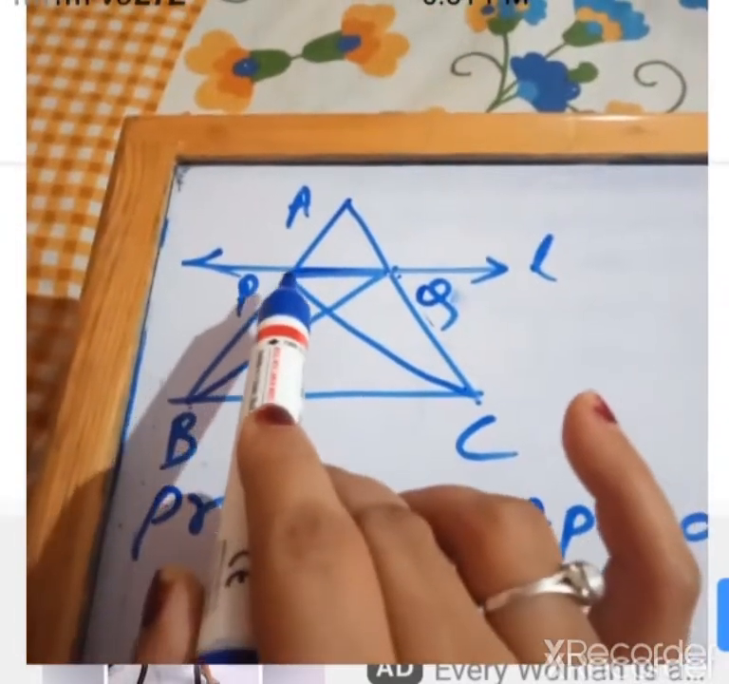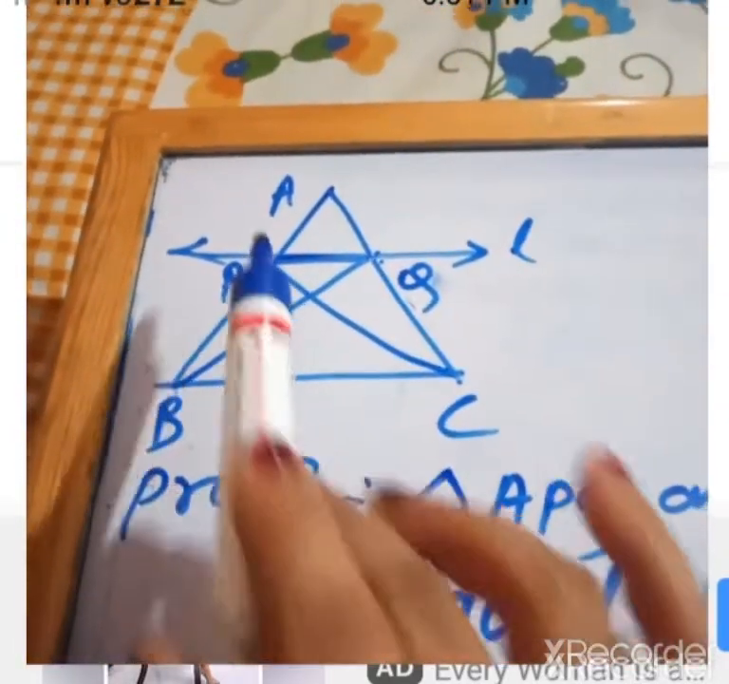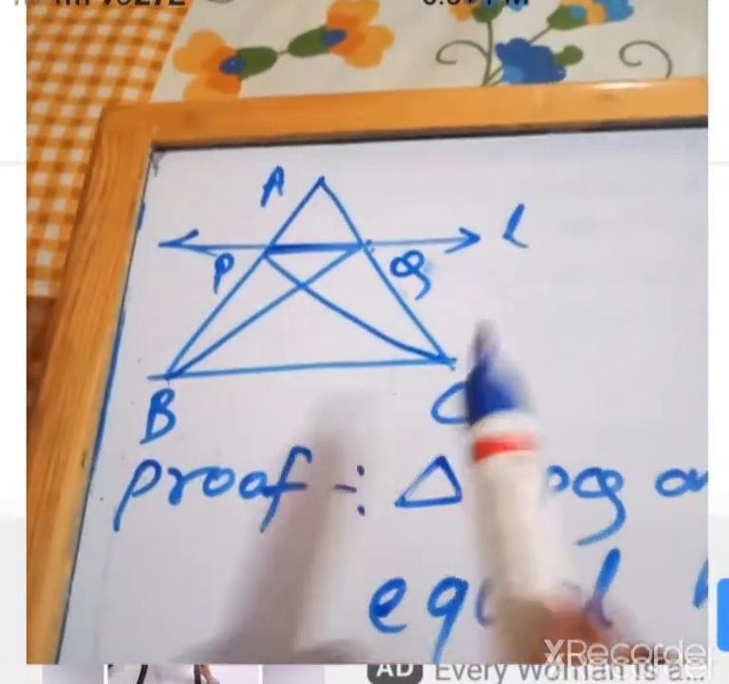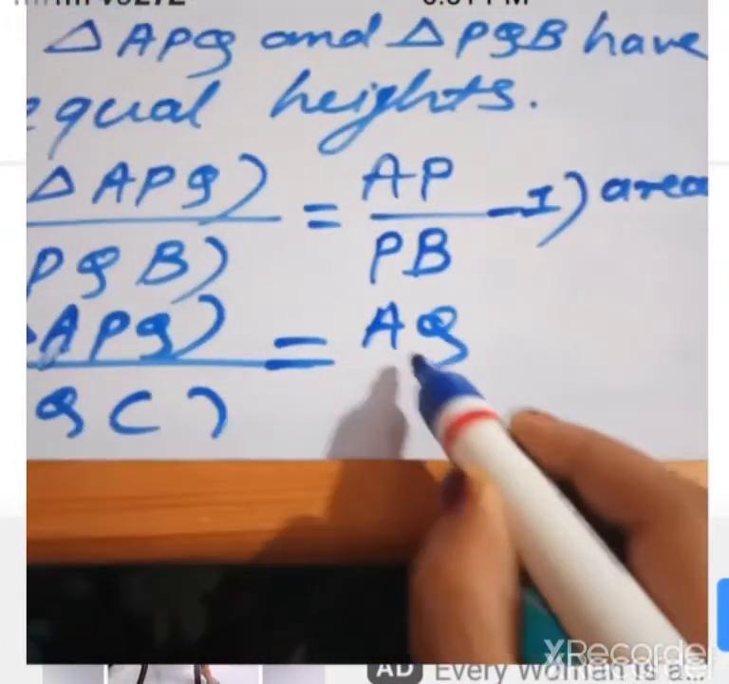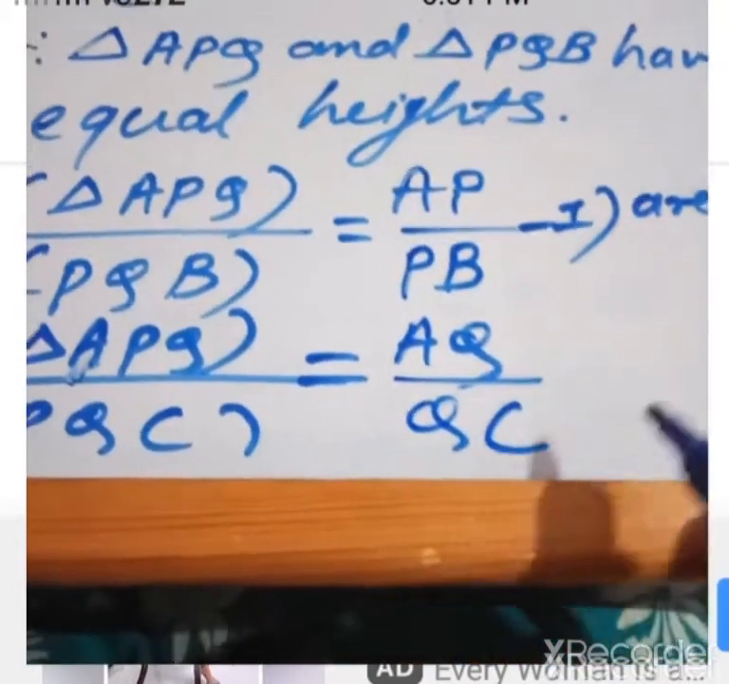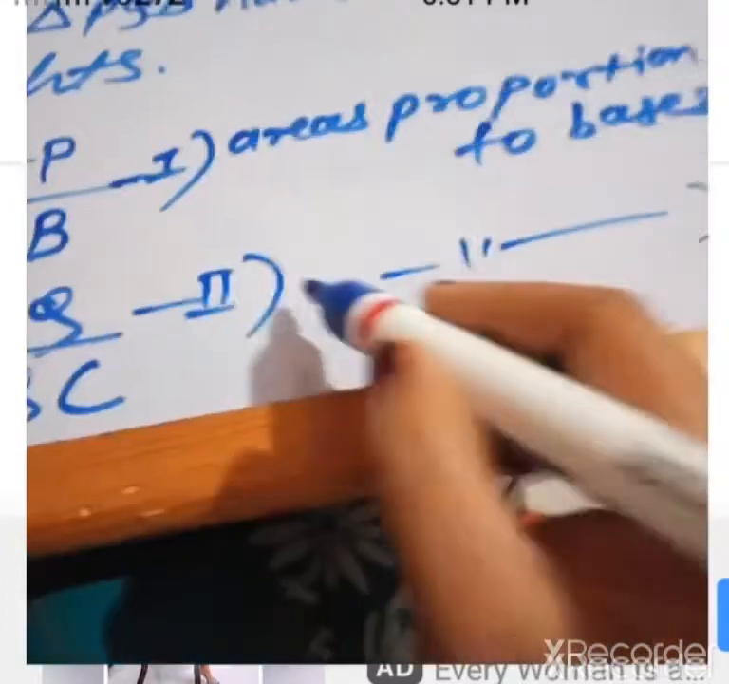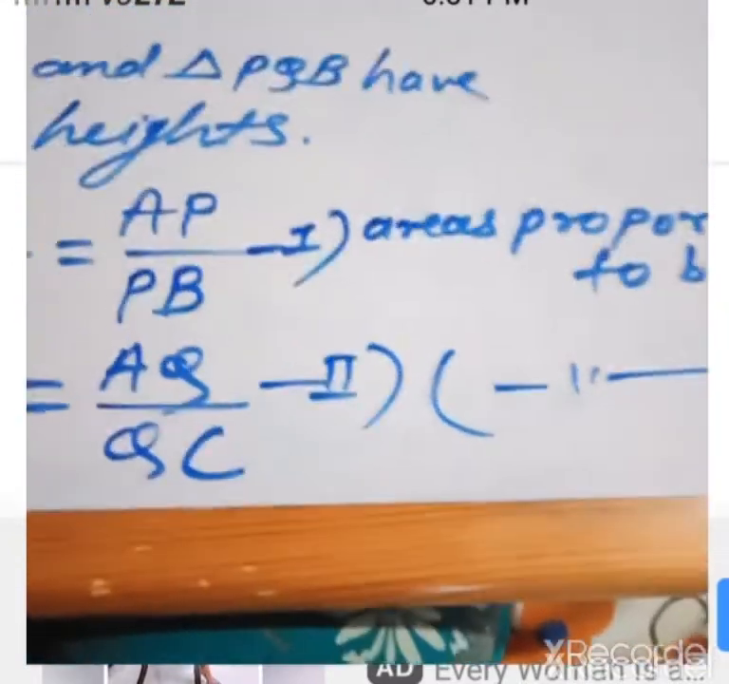And in triangle PQC, take the base of this triangle as segment QC. That is sentence 2. Write the same reason: areas are proportional to their bases.